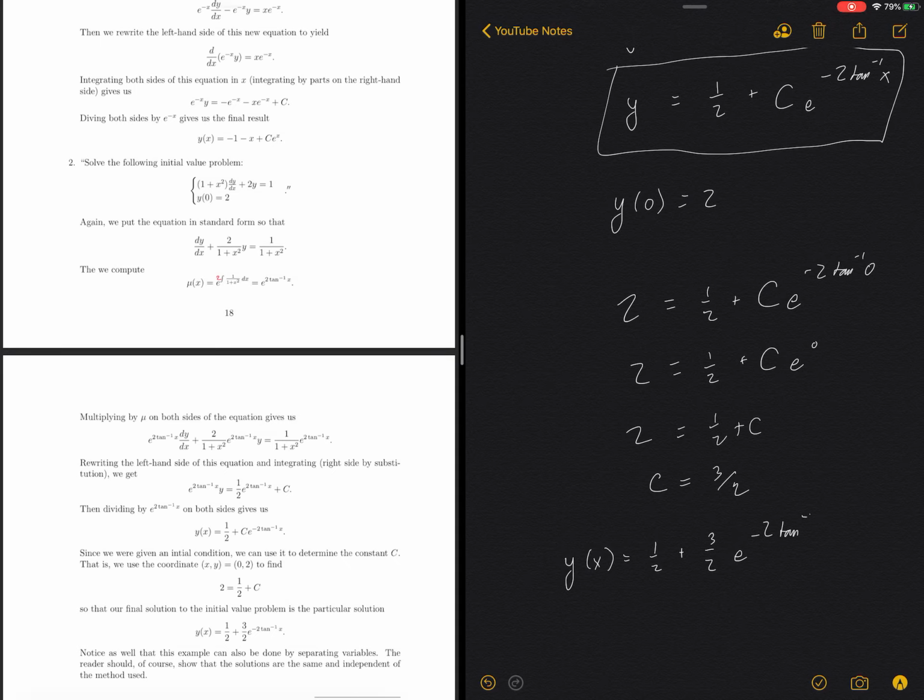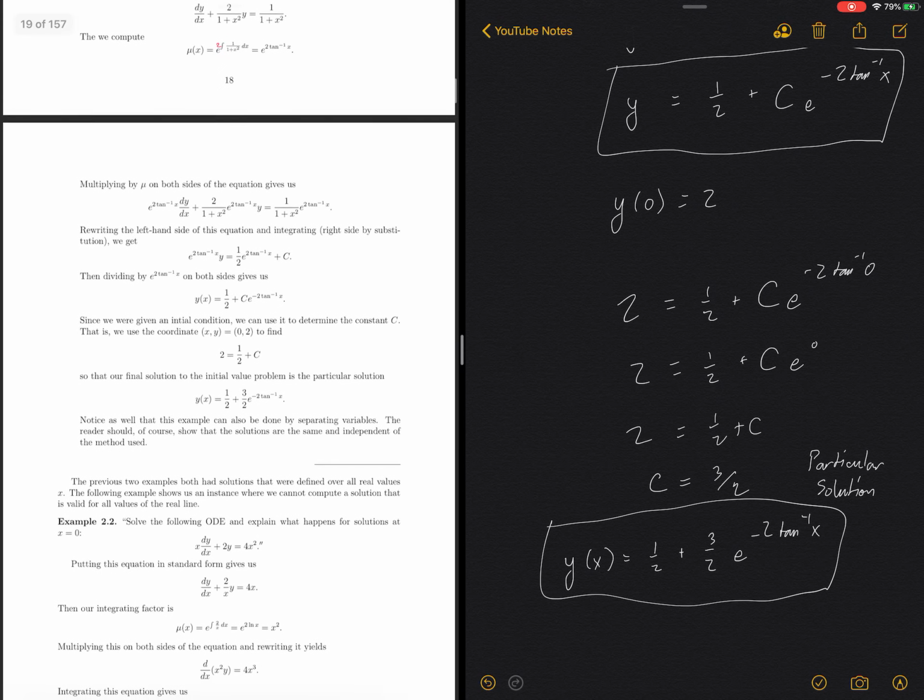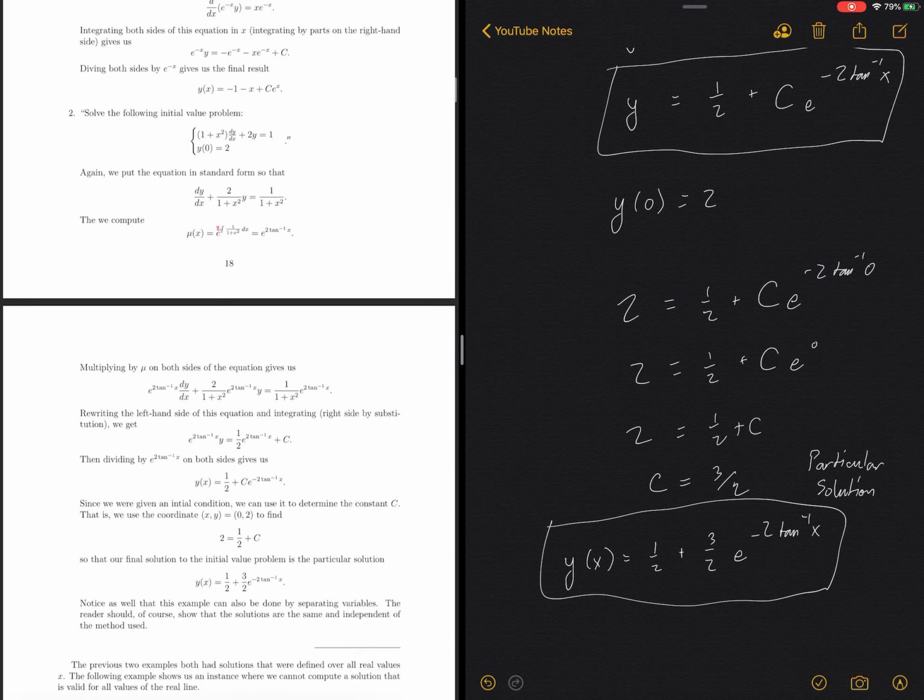And I plug this in upstairs, and I have y of x equals 1/2 plus 3/2 e to the minus twice arctangent of x. And that is what we call a particular solution to the differential equation. You always get a particular solution when you have initial conditions, because there is exactly one solution that will satisfy this equation. And yes, we will prove that. We will demonstrate that that is the case. If there is a solution, then it is the only one when you have certain conditions on your rate function.